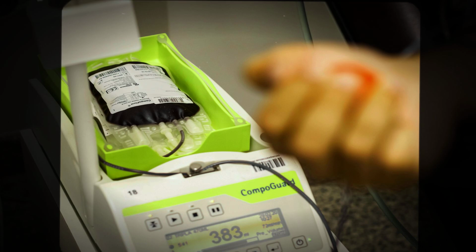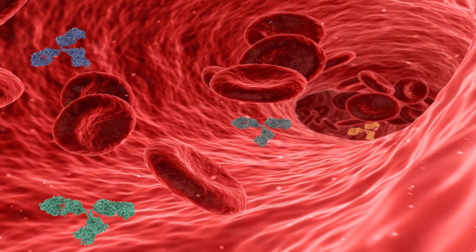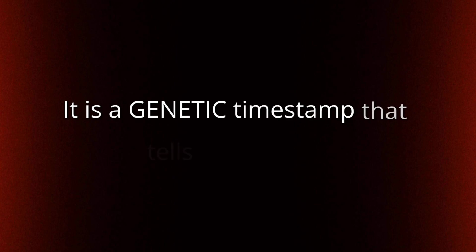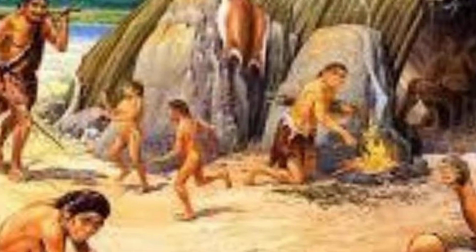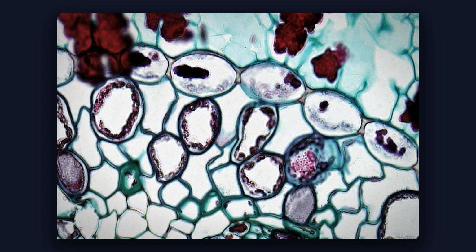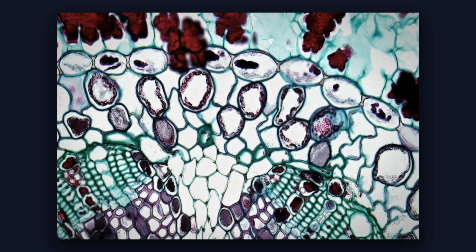You might have known your blood type since you were a kid. A positive, O negative, a B something. But what you do not know is that your blood type is not random. It is a genetic timestamp that tells the story of where your ancestors came from, what they ate, and the hidden strengths and weaknesses coded into every cell in your body.